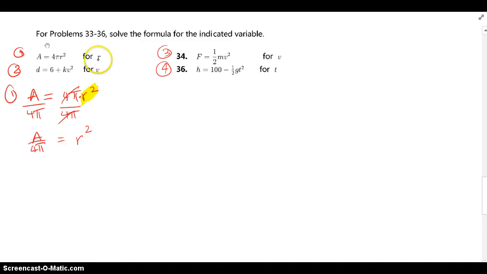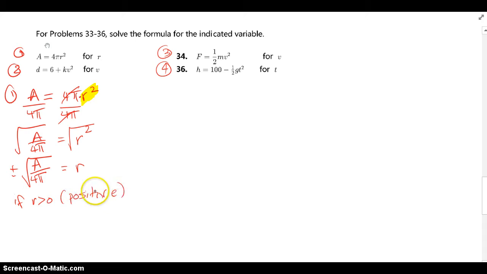Now notice I have r squared by itself, but I need to have r to the first degree, so using the square root property, I can square root both sides, and that'll give me r equals plus or minus the square root of A divided by 4 pi. Now if the problem says that the radius has to be positive, greater than 0, remember, means positive. If it says the radius has to be positive, then I just toss out the negative value and say the radius is a length, a distance, it has to be positive, so I'm going to only keep the positive. If it doesn't say anything, then it might require you to leave both the positive and the negative.